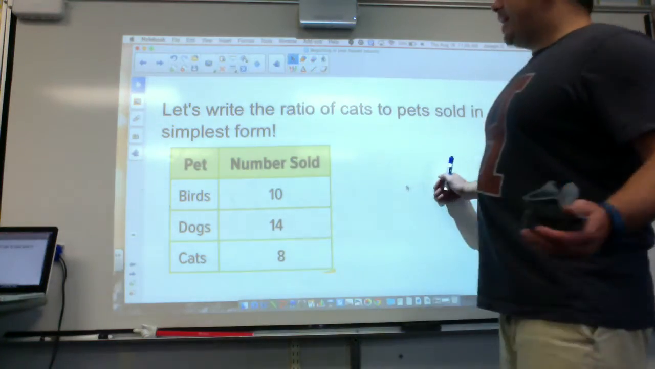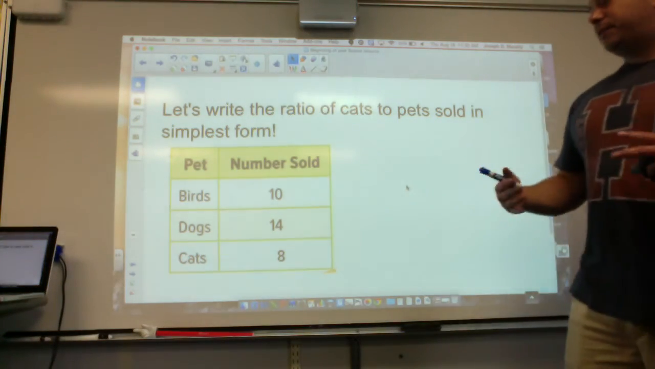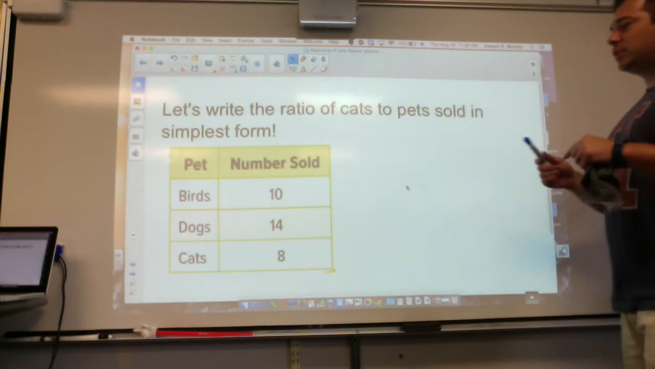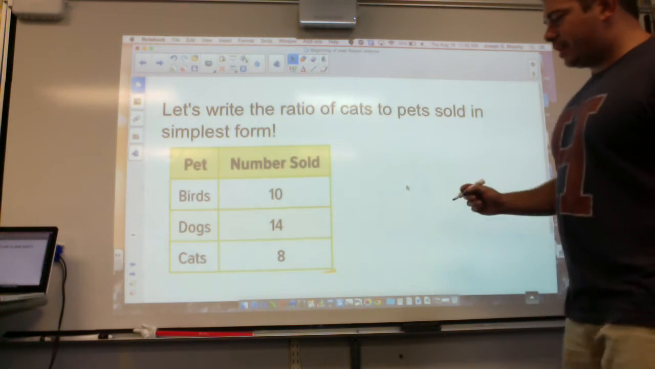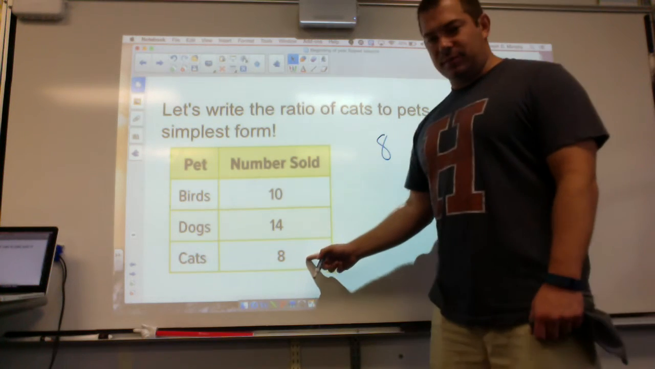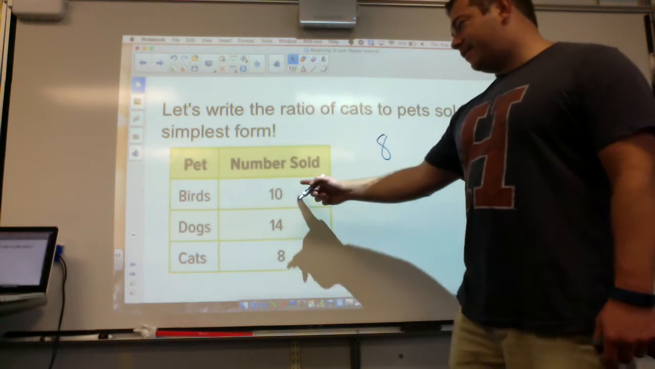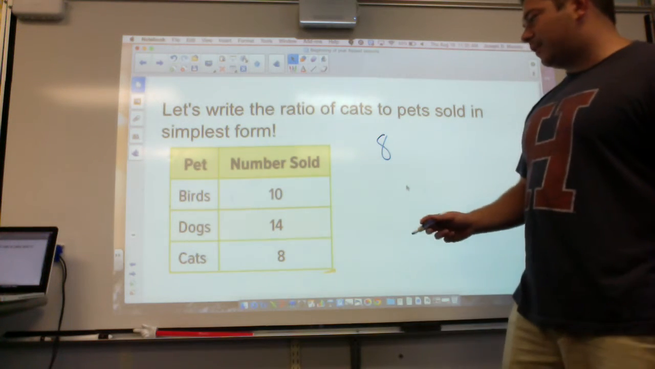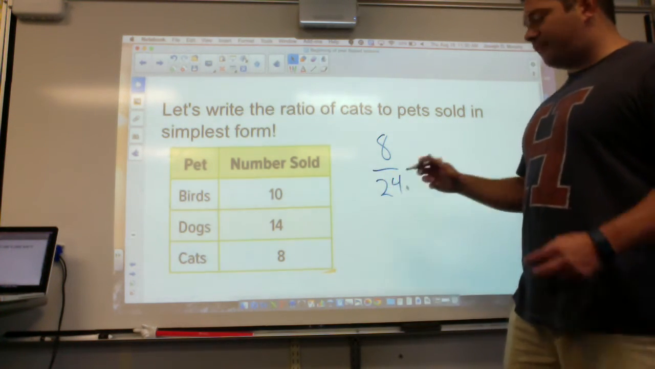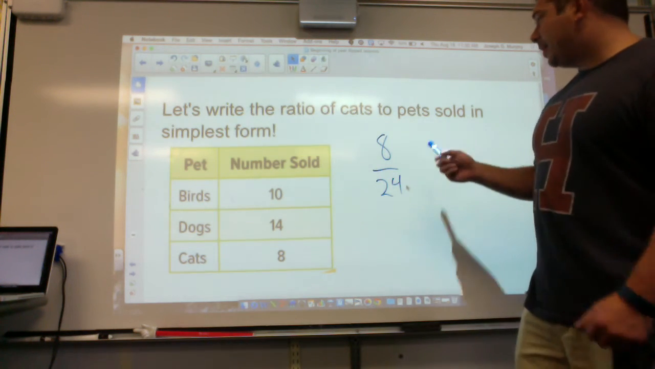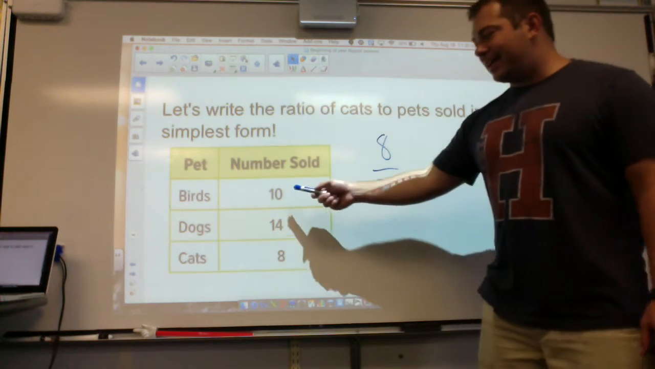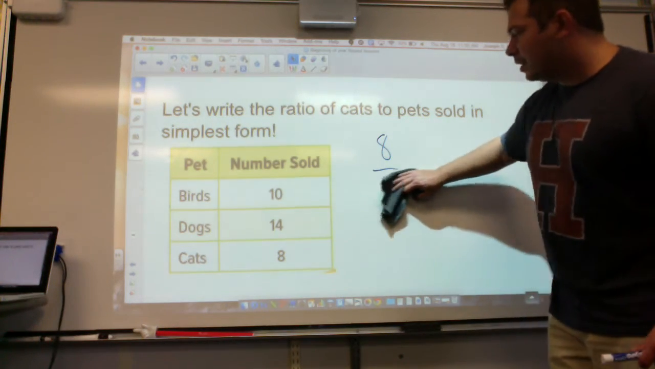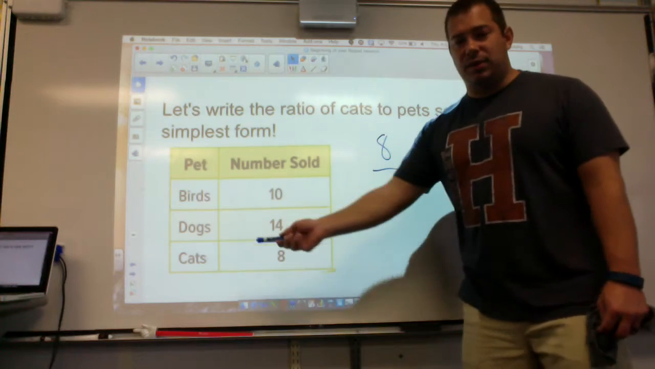But sometimes you're not going to have a picture. You might have to come off of a chart to figure it out. Let's write the ratio of cats to pets sold in simplest form. So right away I see that I have 8 cats. And I have 10 birds, 14 dogs, and 8 cats. Well, 10 plus 14 is 24. Please don't write 24 as your denominator there, because it says cats to pets, not cats to birds and dogs. All the pets, so that includes the cats. So I need to add up all of my animals here.